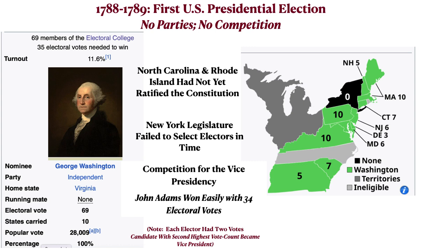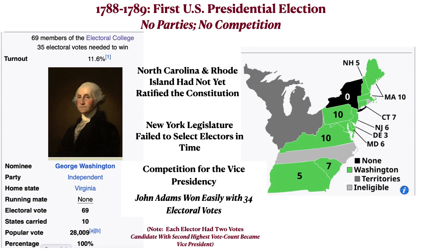The map shows a couple areas that might be surprising. Rhode Island and North Carolina in gray. Well, they hadn't ratified the Constitution yet. And New York is as none because its legislature failed to select the electors in time. So there were a lot of difficulties in getting this project off the ground. So there's no competition for the presidency. Washington needed 69 electoral votes, and he got 69.